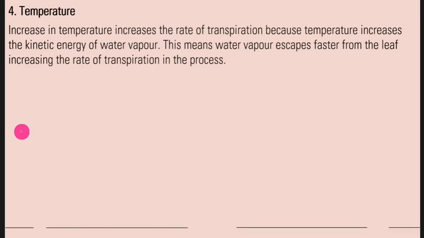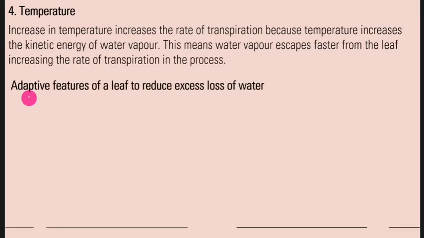All right, now we have finished looking at the factors which affect the rate of transpiration. Now let's look at the adaptive features of a leaf to reduce excess loss of water. These are the adaptive features that help the leaf to reduce excess loss of water, because if leaves lose water, expect the plants also to die. So how are they adapted to reduce loss of water?